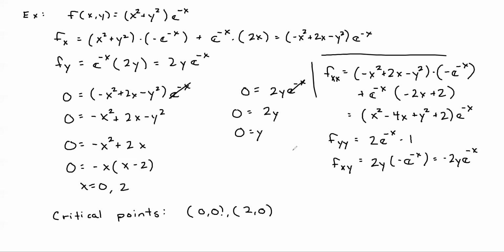All right, and so now we can take all of that and create our formula for D. So D of x, y is going to equal x squared minus 4x plus y squared plus 2, times e to the negative x, times 2e to the negative x, times this guy right here, the second partial with respect to y. And then minus this guy squared.